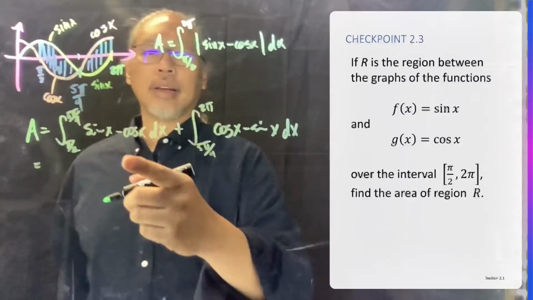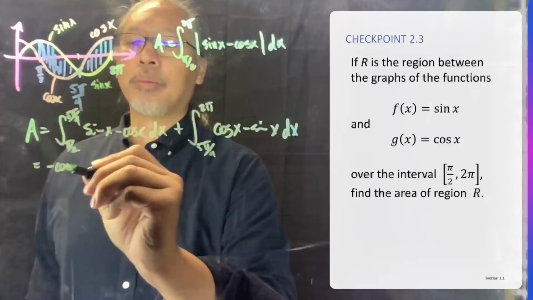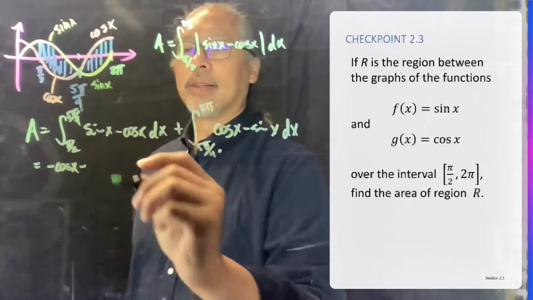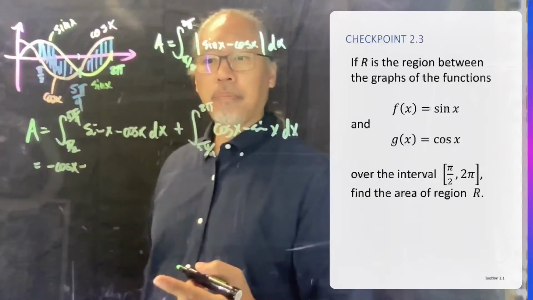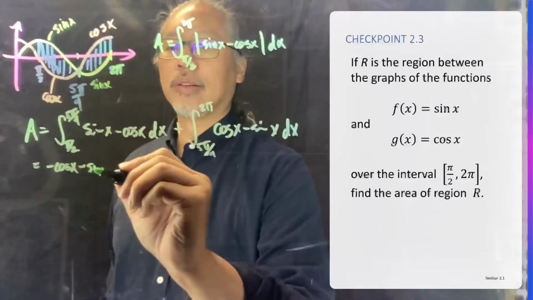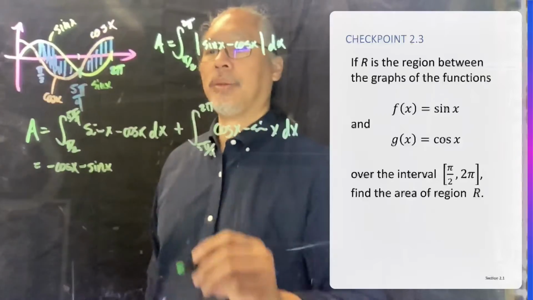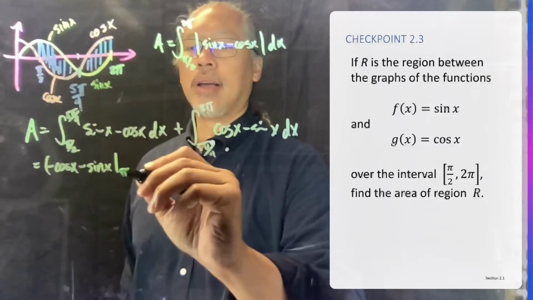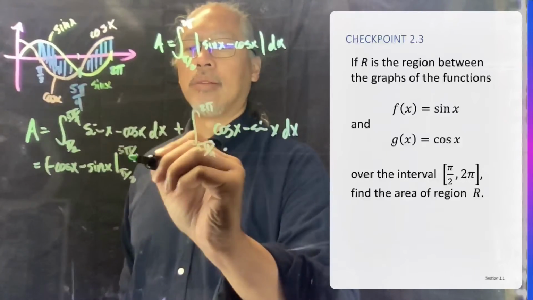All right, let's take the antiderivative. The antiderivative of sine is negative cosine. Let's remember that they switch signs. And then we have a minus. The antiderivative of cosine is positive sine, but there's a negative in front here, so the sign does not change. And we're going to evaluate this from pi over 2 to 5 pi over 4.